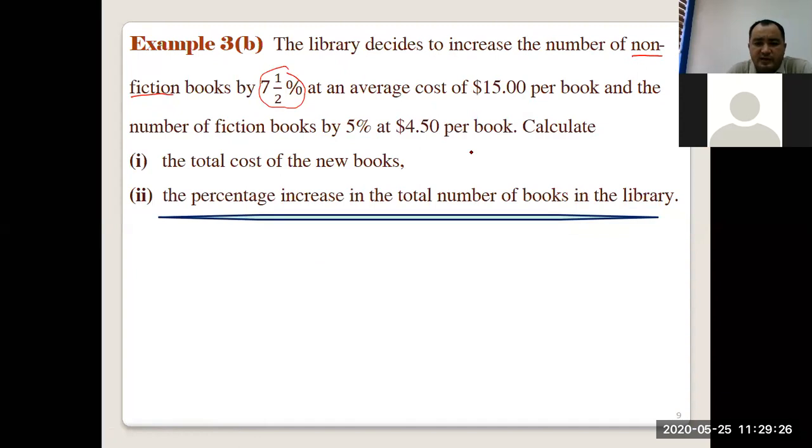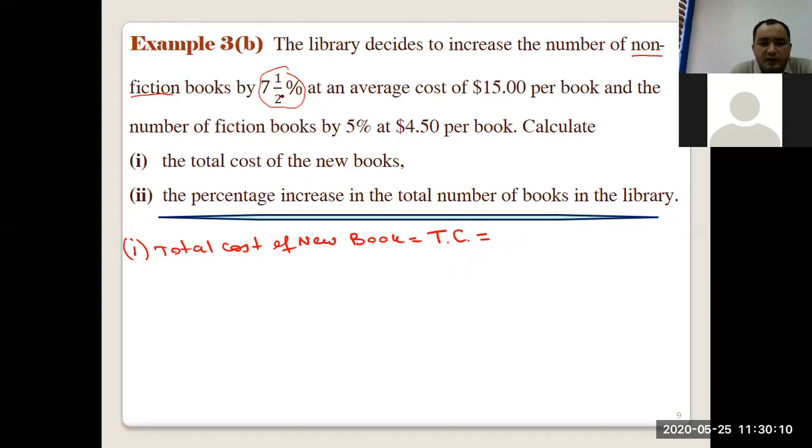Because now the library decides to bring some new books and they are going to increase the number of non-fiction books by 7.5%, and each book costs an average $15, and the number of fiction books by 5%. So it is $4.50 per book. Calculate the total cost of the new books. So now the first part is we need to calculate the total cost of new books. Let me just simply write this, TC, total cost, okay.